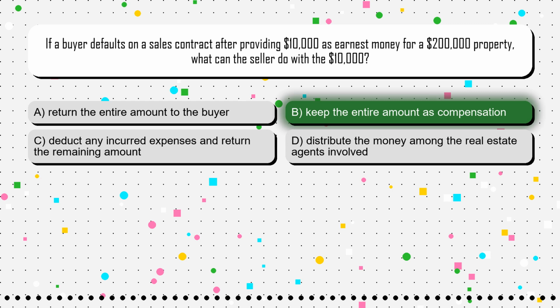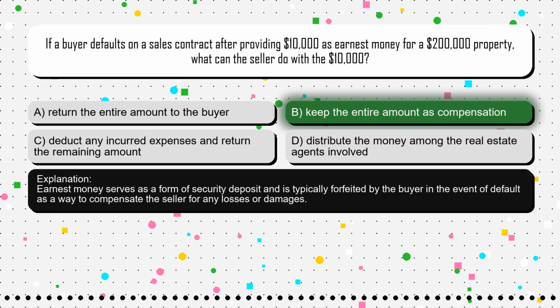The correct answer is option B, keep the entire amount as compensation. Earnest money serves as a form of security deposit and is typically forfeited by the buyer in the event of default as a way to compensate the seller for any losses or damages.